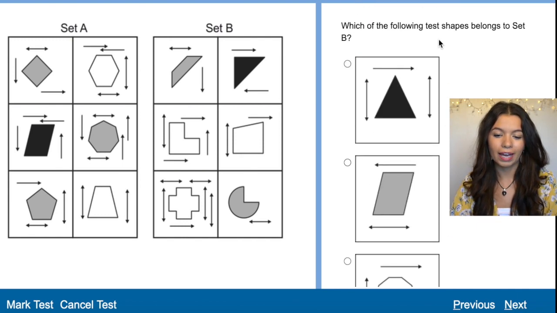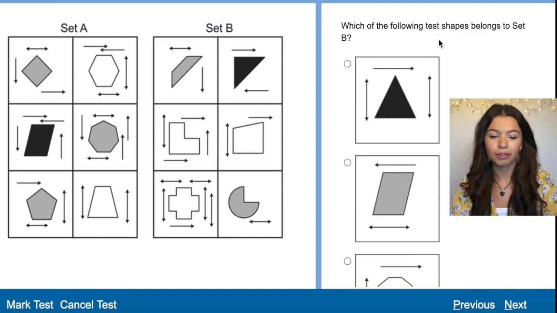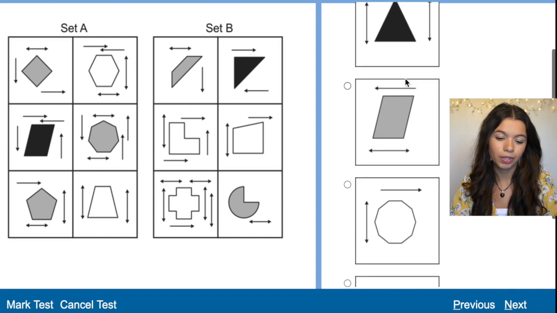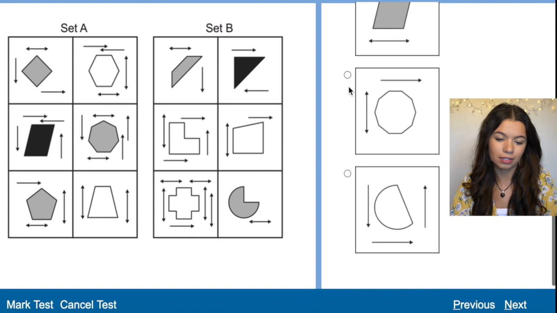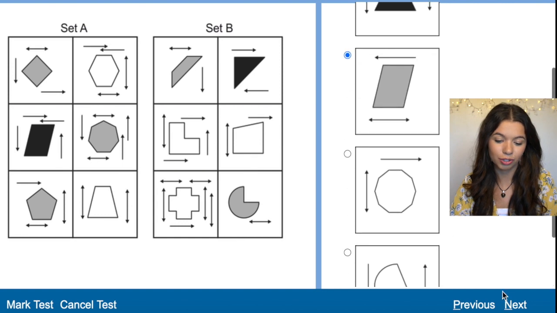Here we're looking for a shape that belongs to set B. We established that set B is the number of arrowheads is 1 less than the number of sides of the shape. So here we've got a triangle and we've got 5 arrowheads, which is wrong. We've got 1, 2, 3 and a 4-sided shape. Yep, so I'm going to go ahead and go with the second option.